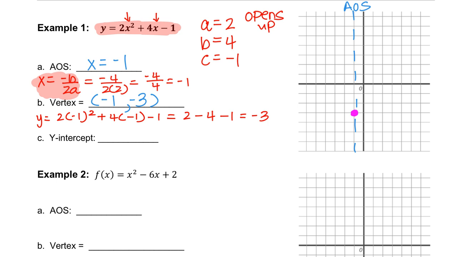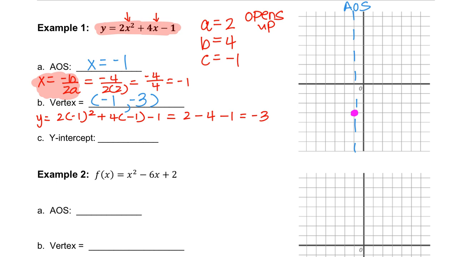Do I put a dot there? Yes, exactly. Your answer for your axis of symmetry is where you put your vertex, where the point was. Should I say like vertex? No, just put a dot. Just a dot.